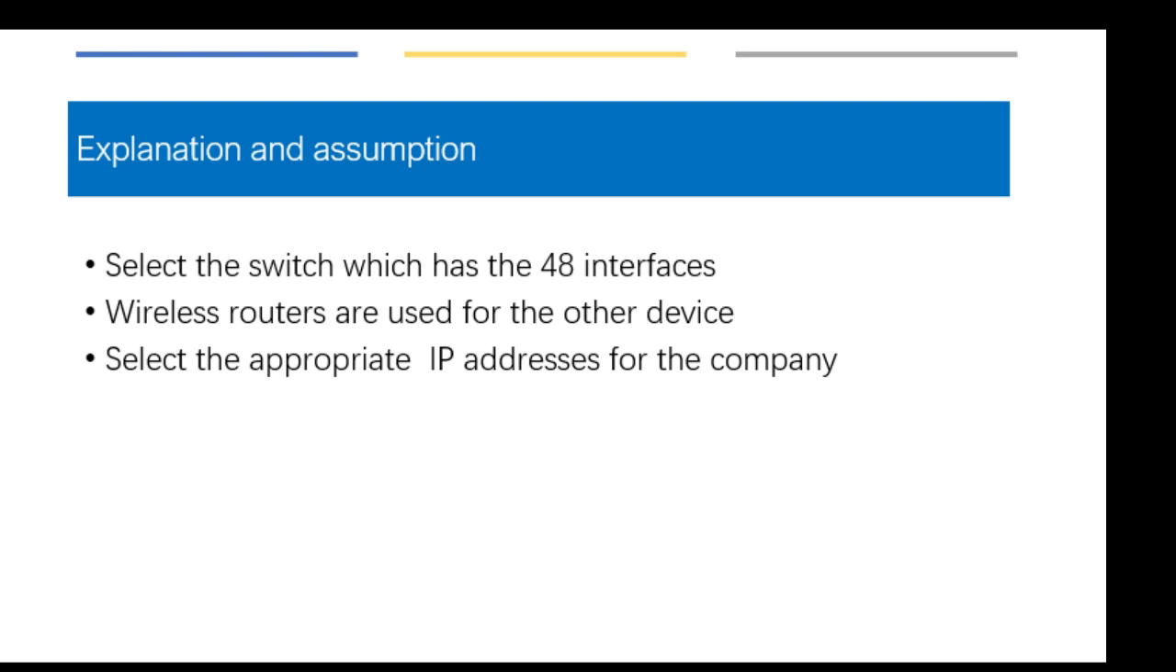The second is to select the appropriate IP address for the company. The very first assumption would be selecting the IP address for the company. Looking at the requirements of the company, it could be concluded that for supporting a network of 150 computers, a Class C network address will be sufficient.